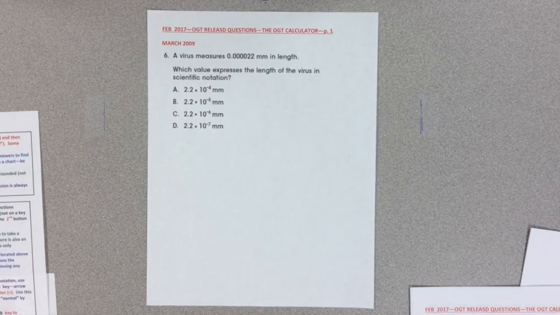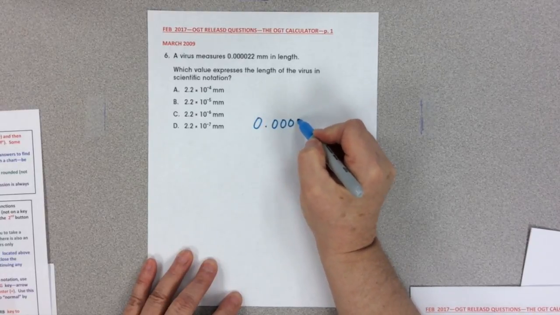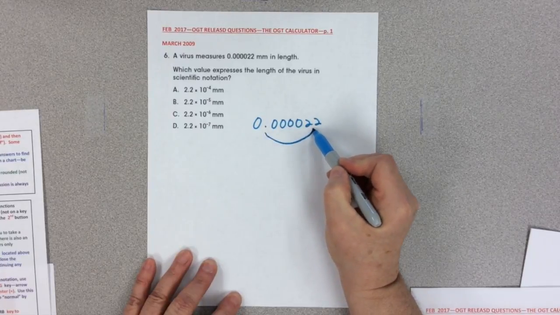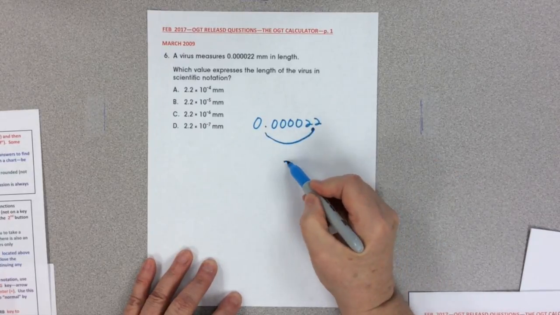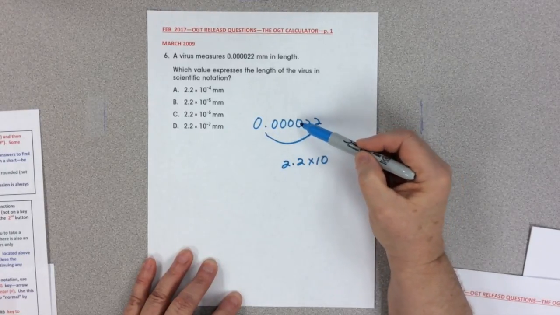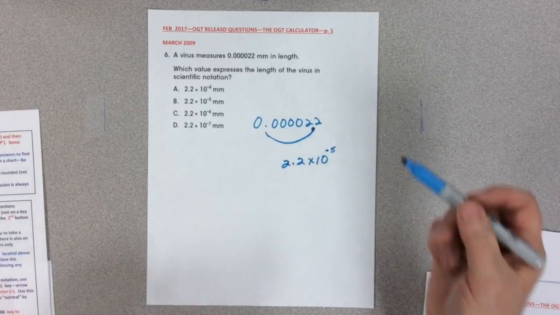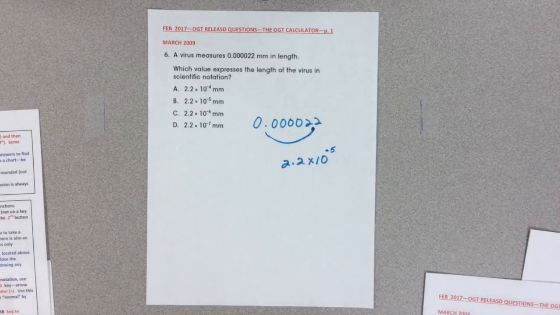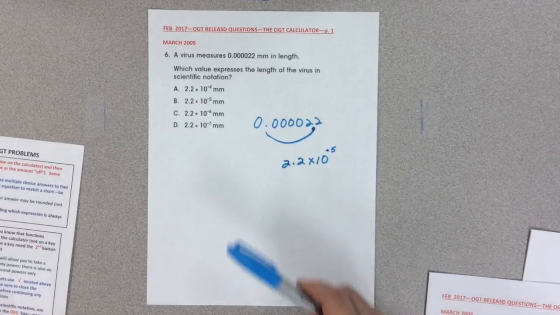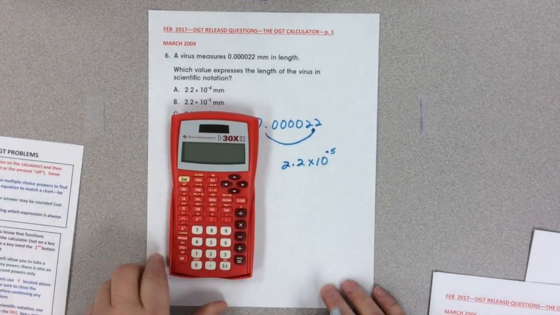Some of you probably know your scientific notation already. Some of you know that you have to move that decimal point until you get just one number. So it's 2.2 times 10 to the 1, 2, 3, 4, 5th power, but it happens to be negative since this was a very small number. So it's answer B. However, if you're a little bit nervous about that and you can't remember for sure, because all these answers are very similar looking, you can use your calculator.